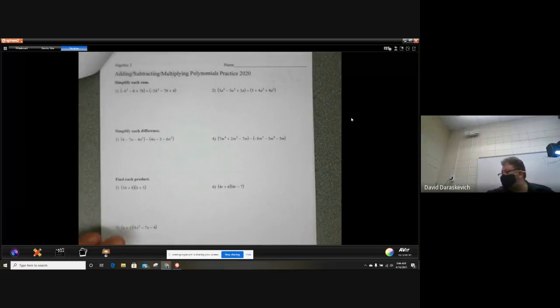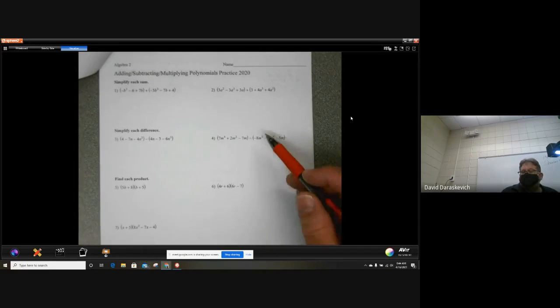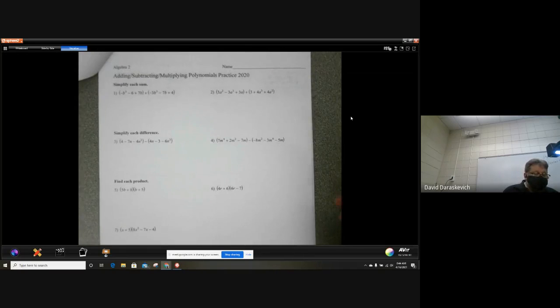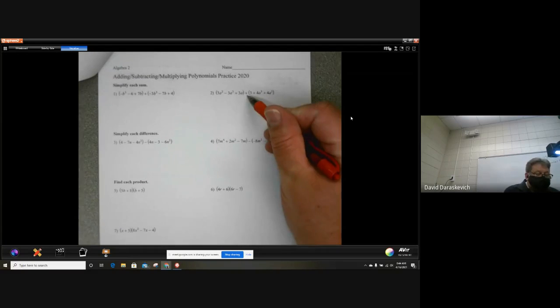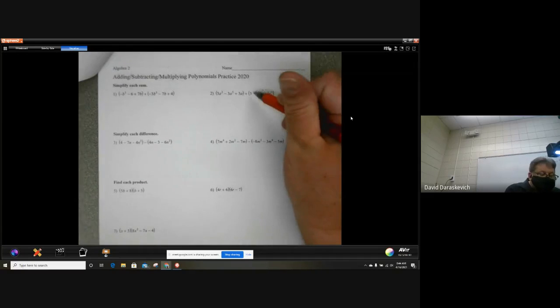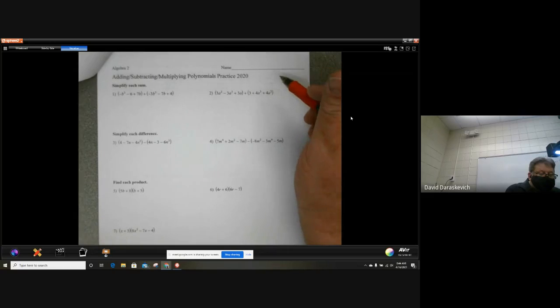Okay, so it's pretty much just combining like terms. If there's a minus sign in front of parentheses, you have to distribute the minus sign, right? If it has a plus sign, that's pretty easy. Just drop the parentheses and combine like terms.